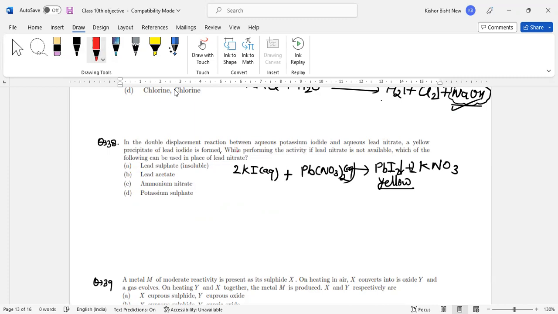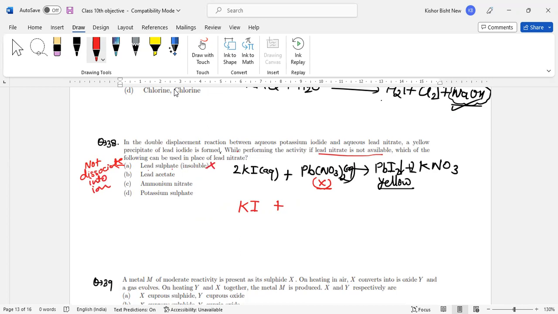While performing the activity, if lead nitrate is not available in the laboratory, which of the following can we take in place of Pb(NO3)2? If I take lead sulfate, it is insoluble, meaning it does not dissociate into ions. This is a wrong answer, because insoluble means we can't take it.